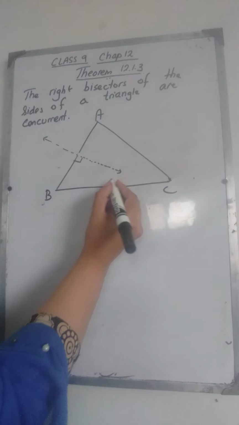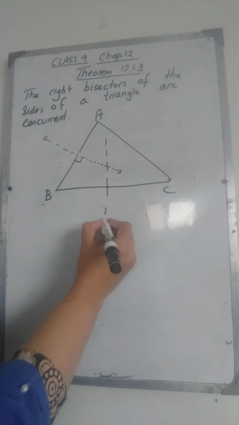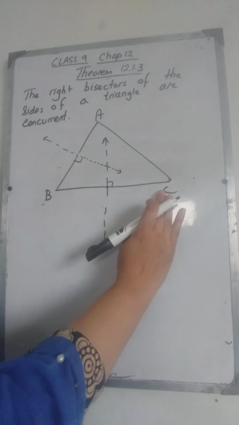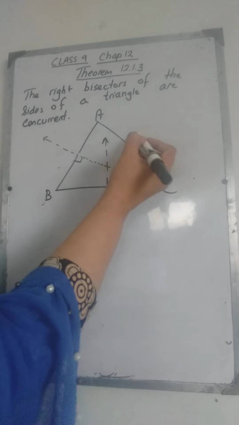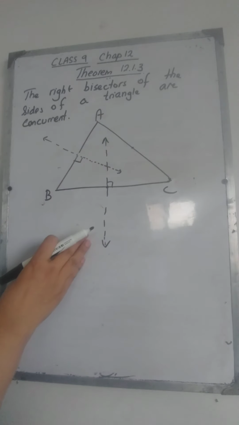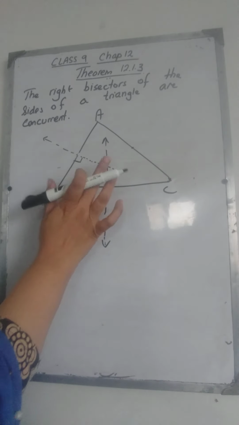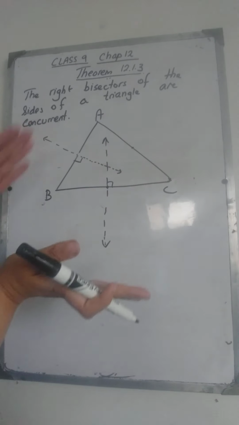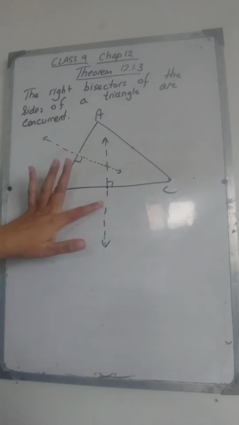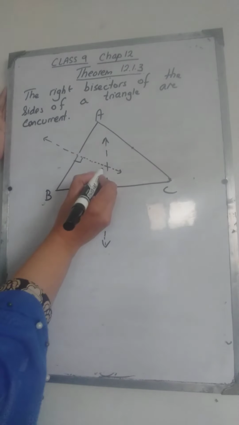Similarly, the right bisector of the side BC will be a line which divides the side BC into two equal halves. This is the right bisector of the line BC, and similarly there will also be a right bisector of this line AC. Now in this theorem we are going to prove that when we draw these two bisectors, they will definitely cross one another at a point. As the lines are never parallel, these two lines can't be parallel. They will definitely intersect at some point. Let me name this point O.